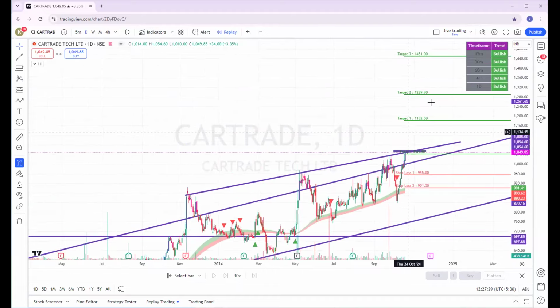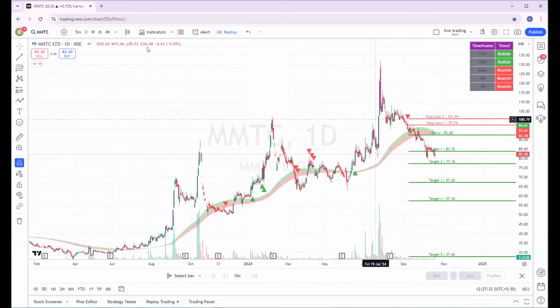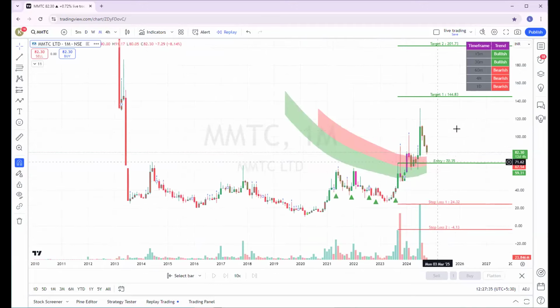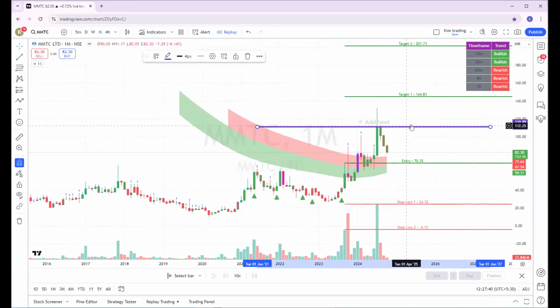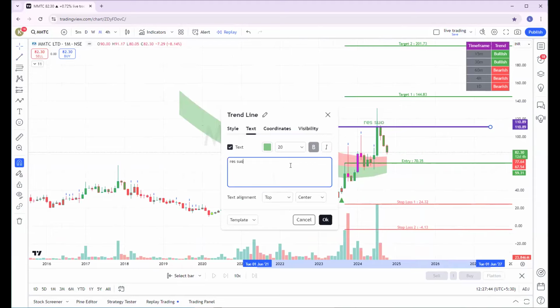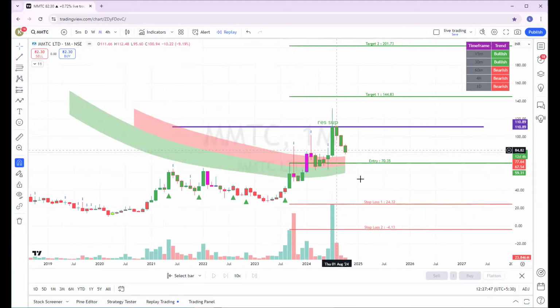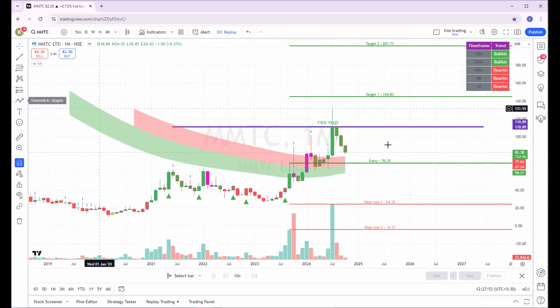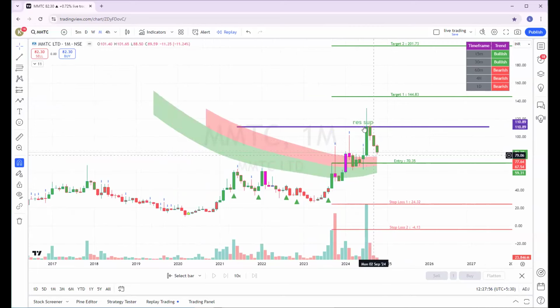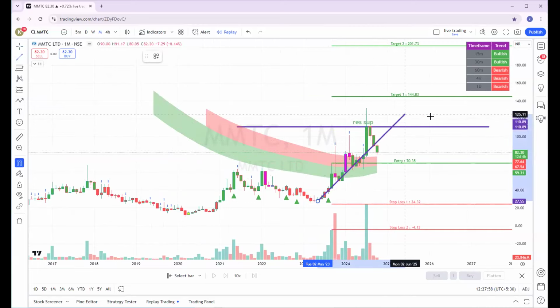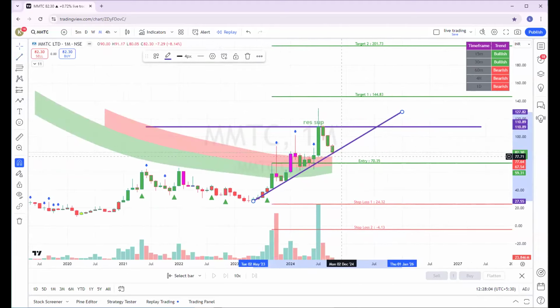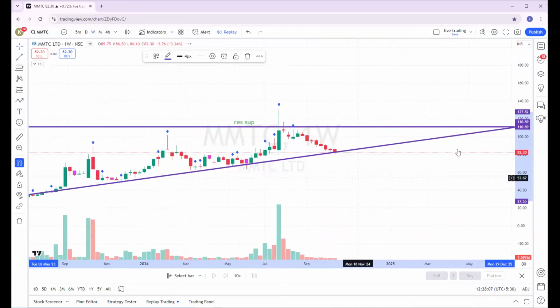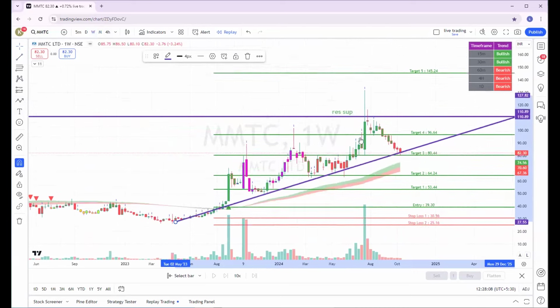Please check MMTC. Yes, see, on the monthly, this is a major supply zone or a resistance. So I would right now wait for this to come here, because in the monthly, you see the cloud is also gray, red. I would not enter this right now because, even though the overall trend is positive, it's just a very important demand zone or support zone. Now let's see on the weekly what's happening. It could probably reverse from here, but I would wait for a reversal candle.